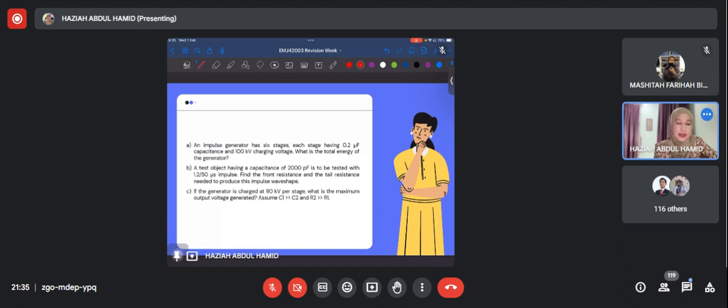And then it says a test object, which we connect at the load side, which is C2. Our C2 is 2000 picofarad. C2 of 2000 picofarad is to be tested with this impulse that you built in the assignment. Find the resistances. Easy, you already did it in the assignment, just do it again. Then obtain the front resistance, T1 and T2. Which formula to use? I even gave the formula. What more do you want? Vote for me. See, I gave it. T1 and T2, I gave the formulas.